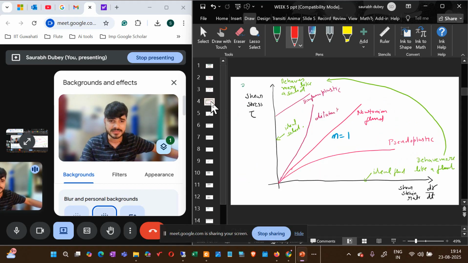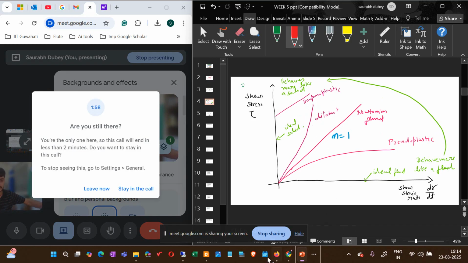So if you see the next slide, for this shear stress versus strain curve, pseudoplastics are here with the decreasing slope. See, Bingham plastics are here, dilatants are here with the increasing slope.